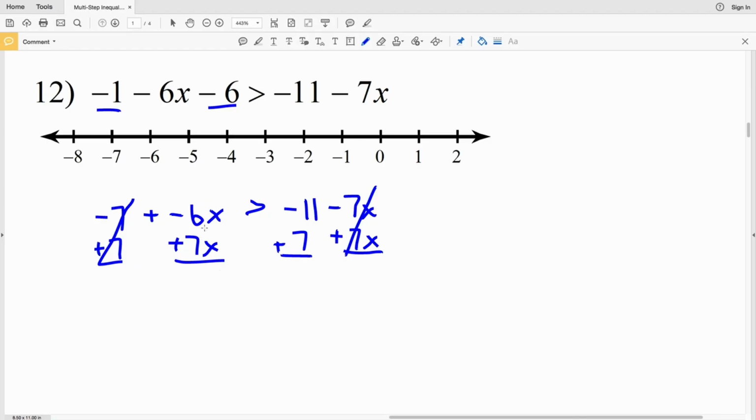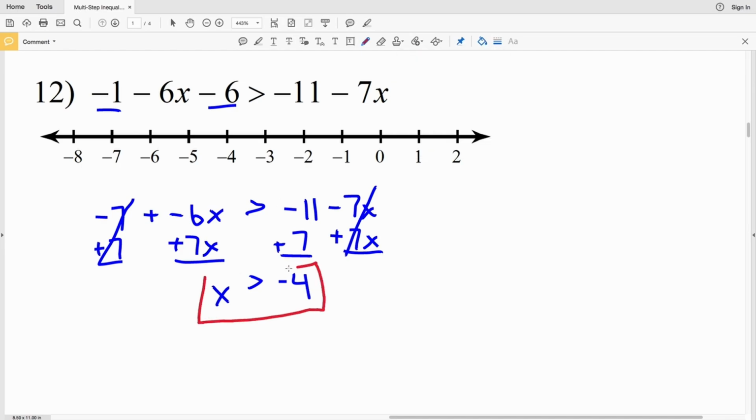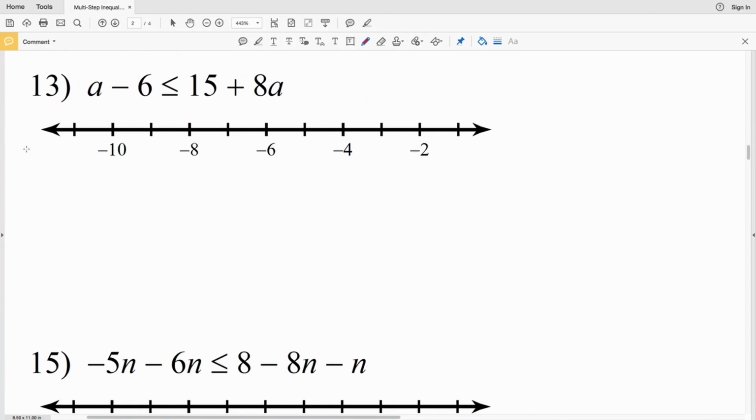Negative 6x plus 7x is 1x, which is simply x, and that's going to be greater than negative 11 plus 7, which is a negative 4. So we have x is greater than negative 4 for number 12. Circle the negative 4 and shade everything to the right. On to the second page, number 13.